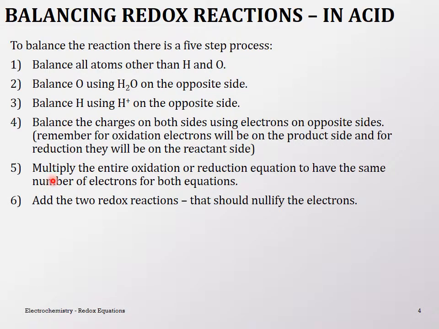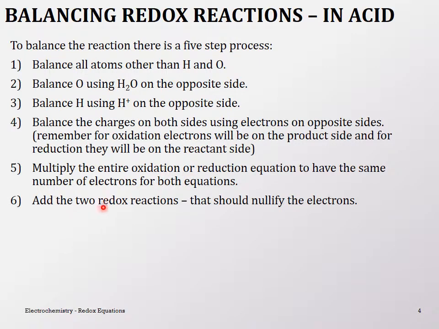And then the next important part is to multiply the entire oxidation or reduction equation to have the same number of electrons. Once you have one of the equations balanced out, like the oxidation or the reduction, remember we're going to have to split the reaction into two. The reduction is going on in one step and oxidation in the other. You're balancing those two separately. Then you multiply them such that both of them have the same number of electrons. That is our goal, to make sure that we have the right number of transfer of electrons going on in there.